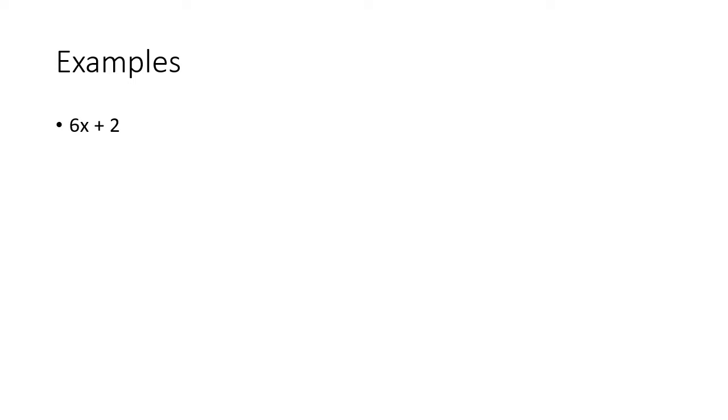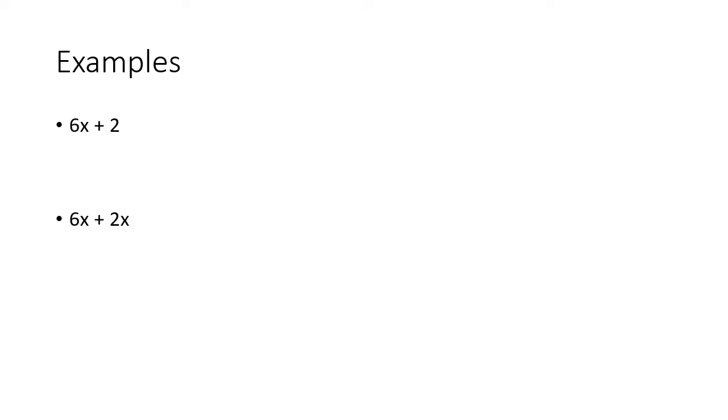Okay, so let's look at some examples. 6x plus 2. They don't have the same variable or the same exponent, so they cannot be combined. This is as simple as that one gets.